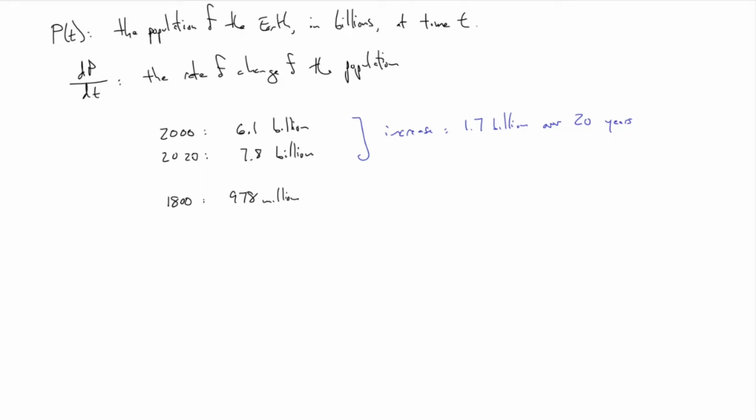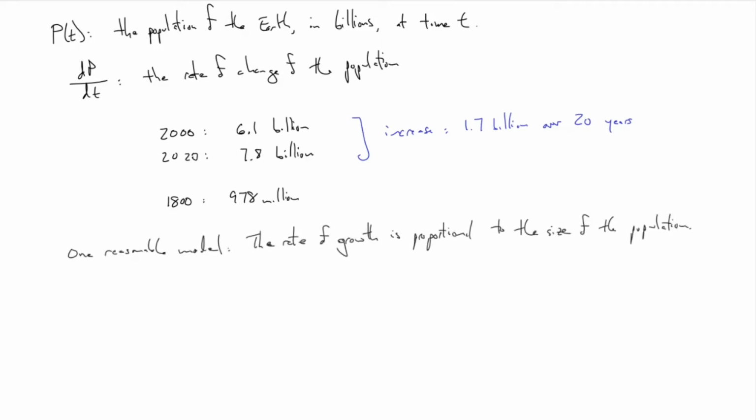And so the idea here that I'm trying to get across is that the rate of change of the population has something to do with the size of the population. It makes sense for a larger population to have a larger rate of growth. And one reasonable model is that the rate of growth of the population is proportional to the size of the population. Or writing that mathematically, dp dt, the rate of change of the population, is some constant times the population.